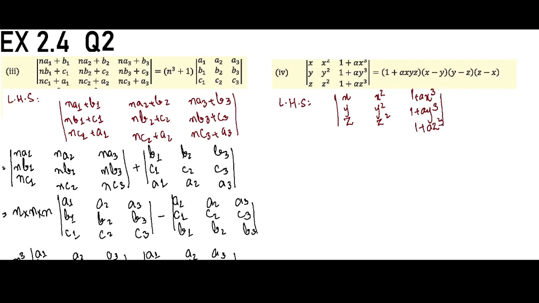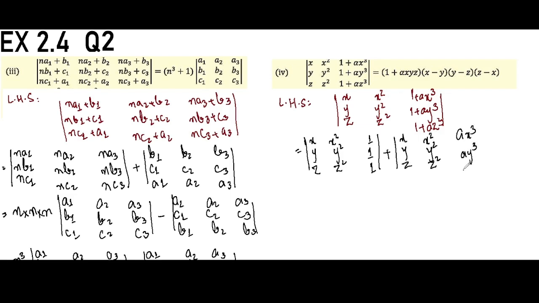Now let's solve it. It is equal to, so let's separate it, x, y, z, x square, y square, z square, and we are left with 1, 1, 1 in this determinant matrix, and the other determinant matrix will have ax cube, ay cube, and az cube. Now let's take a common from this column. So we have to write this determinant matrix the same.